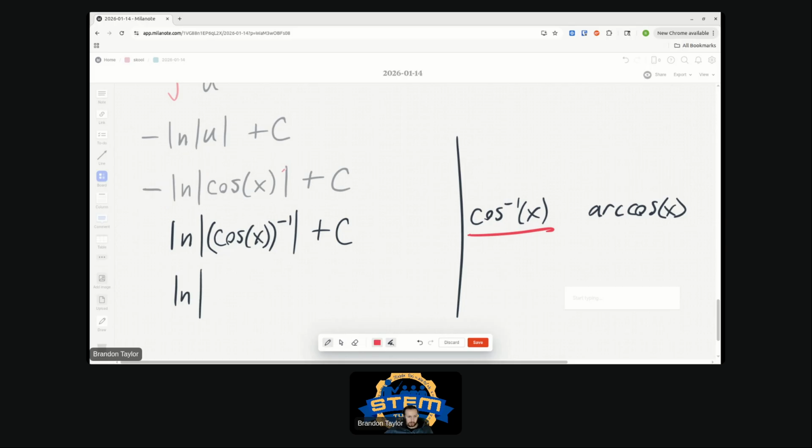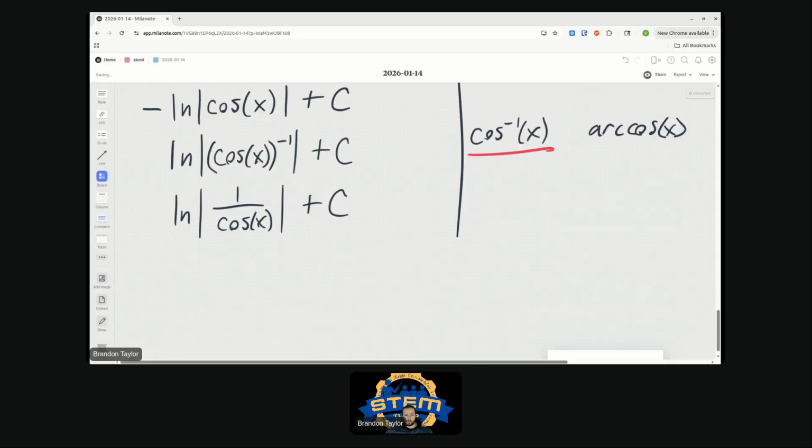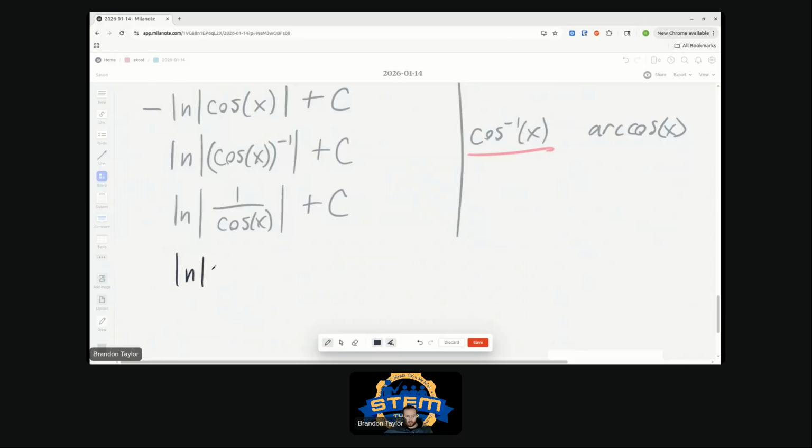So usually we use it the other way. If you have the logarithm of something to a certain power, you can pull that power out front and get rid of it here. We're actually doing the opposite. We're taking it from out front and putting it back in, which is unusual, but you can see why we would do that. So this thing is actually 1 over cosine on the inside. And then what is 1 over cosine? Well, that's secant. So final answer, natural log of secant plus c.